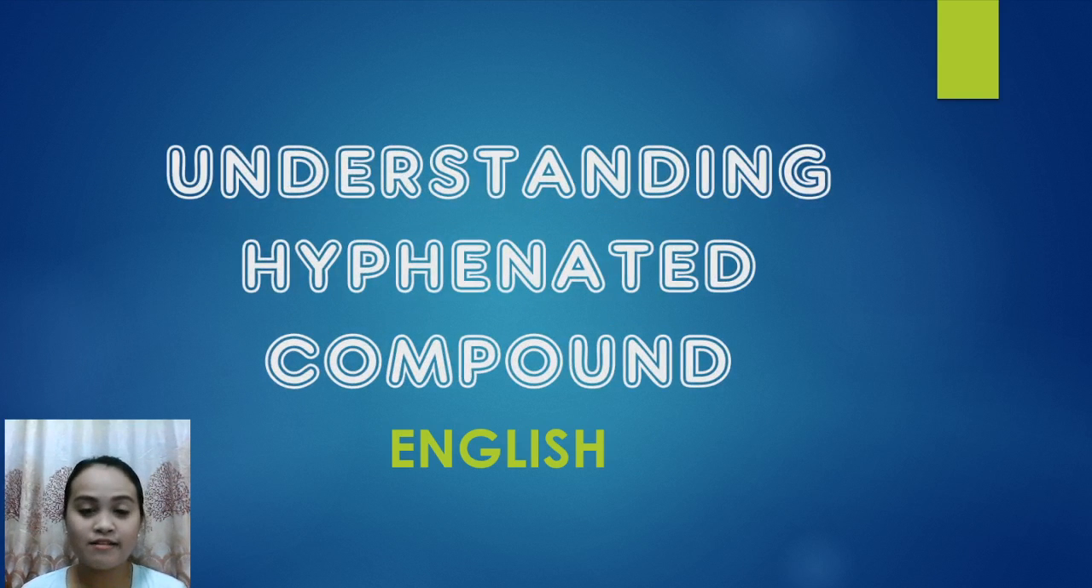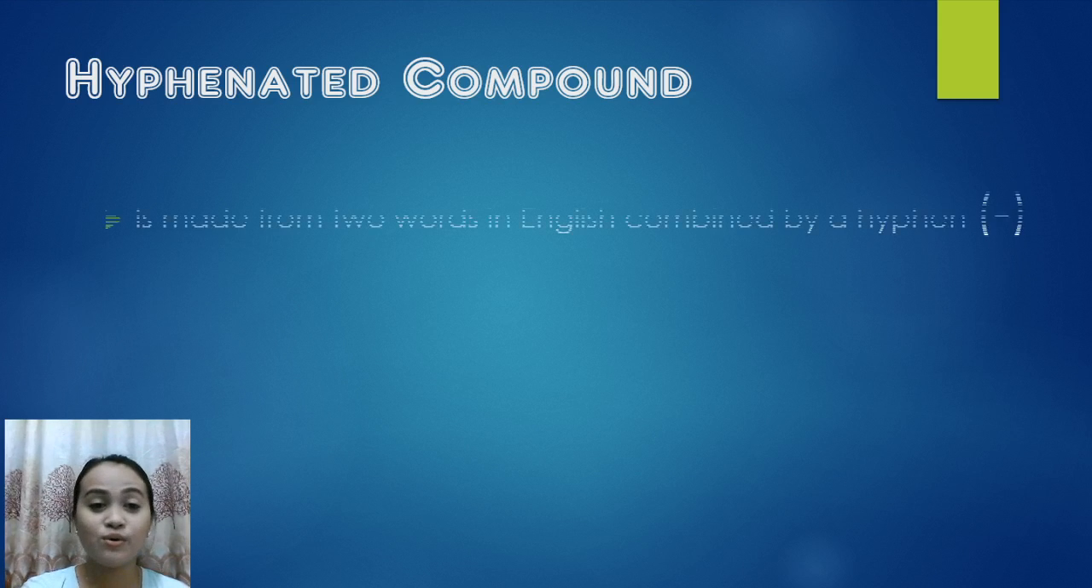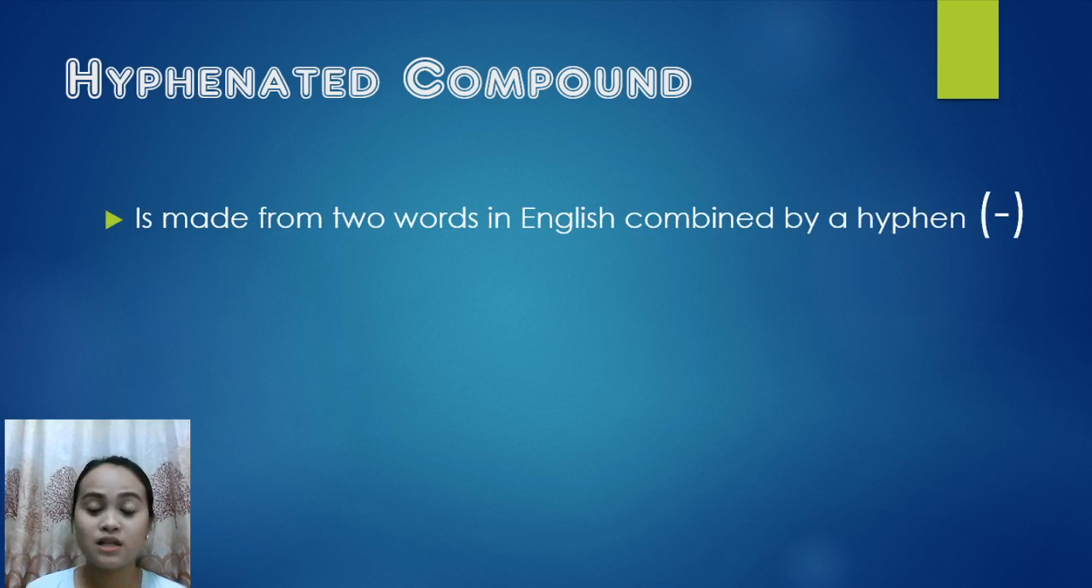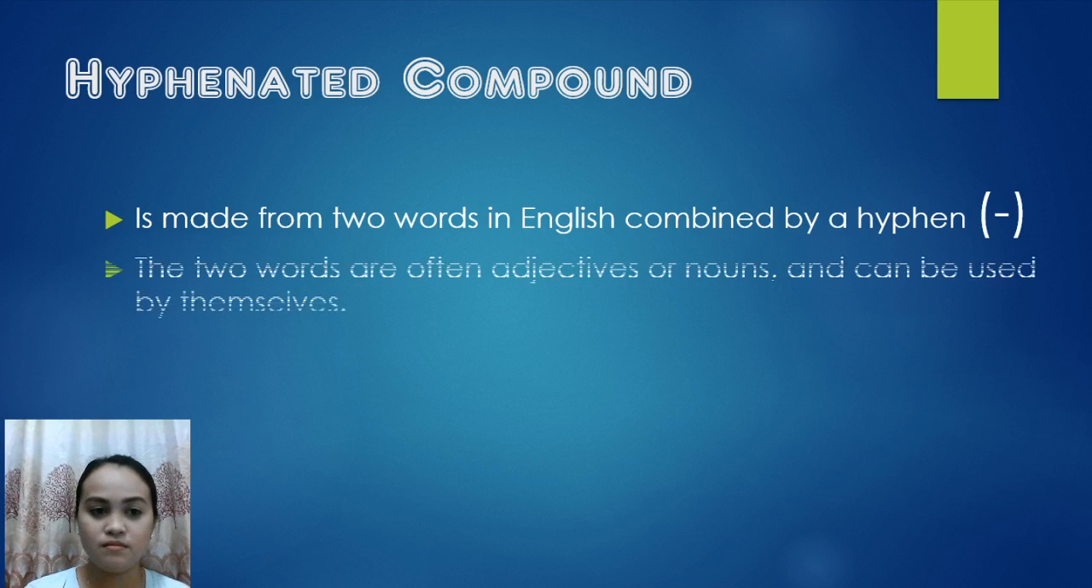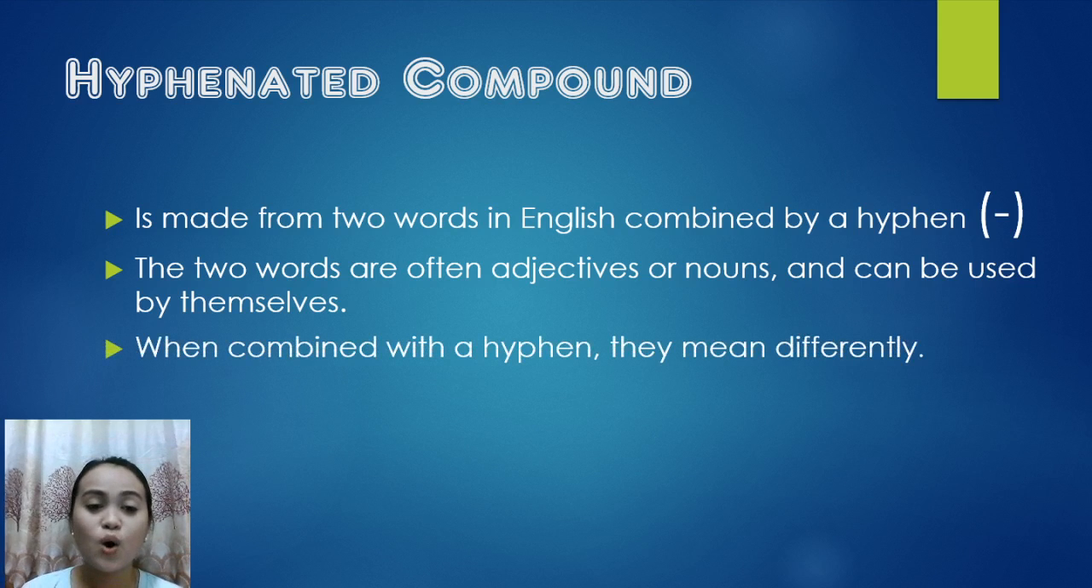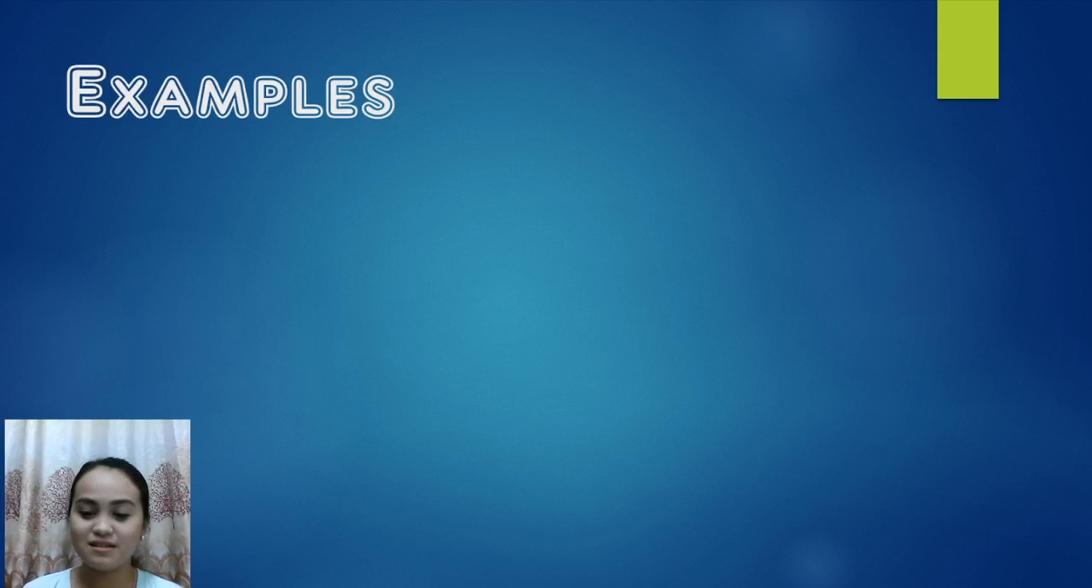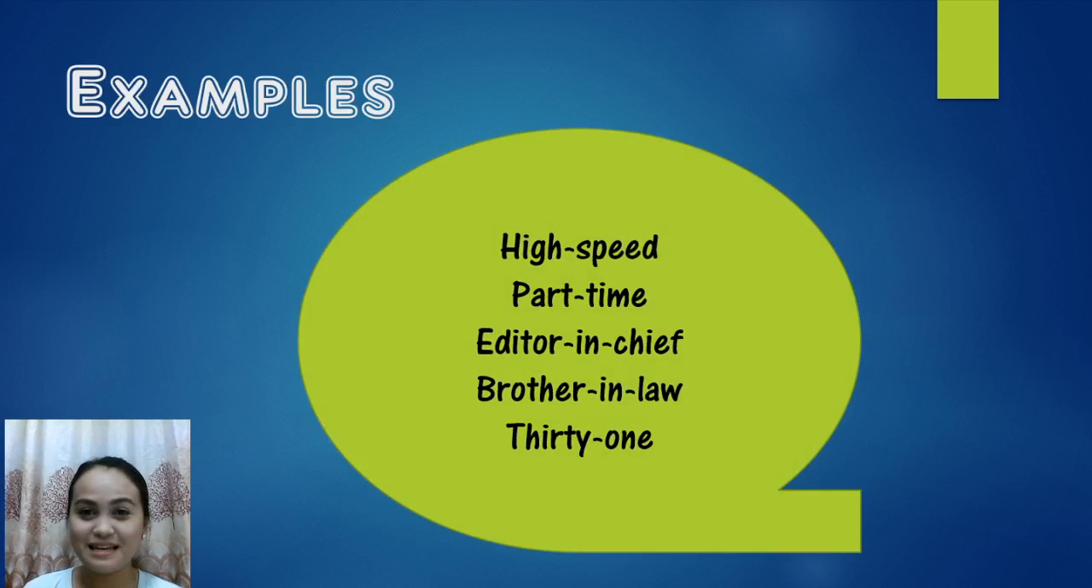First, we have understanding hyphenated compound. Hyphenated compound is made from 2 words in English combined by a hyphen. The 2 words are often adjectives or nouns and can be used by themselves. When combined with a hyphen, they mean differently. Examples: high-speed, part-time, editor-in-chief, brother-in-law, 31.